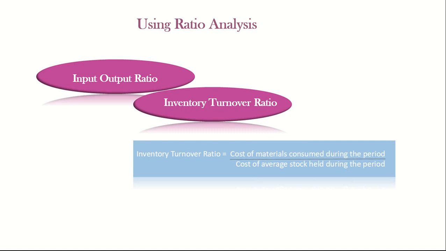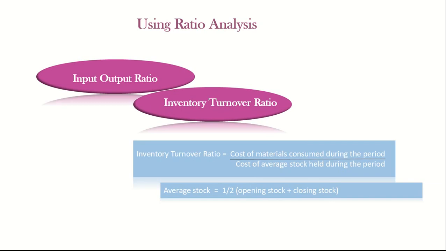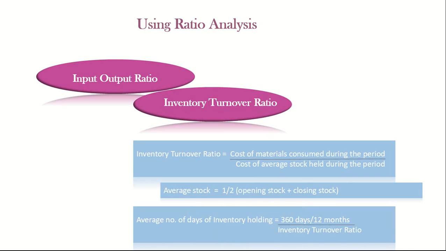Inventory turnover ratio equals cost of materials consumed during the period divided by cost of average stock held during the period. Average stock equals 1/2 (opening stock plus closing stock). Average number of days of inventory holding equals 360 days or 12 months divided by inventory turnover ratio.